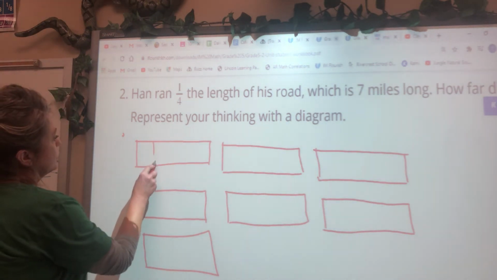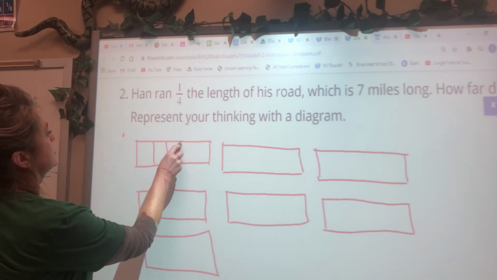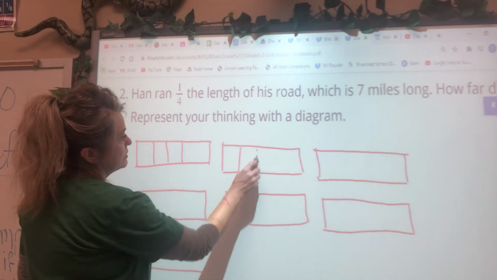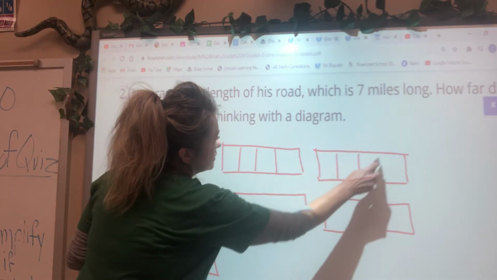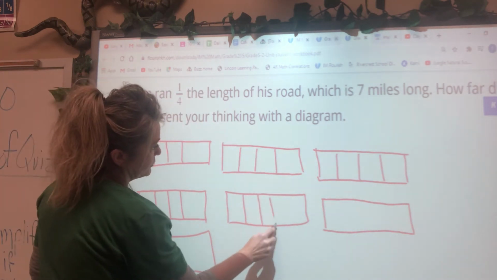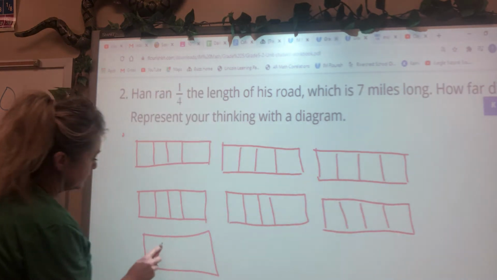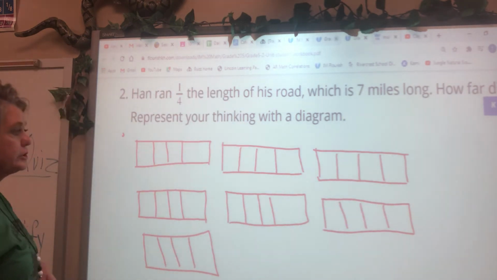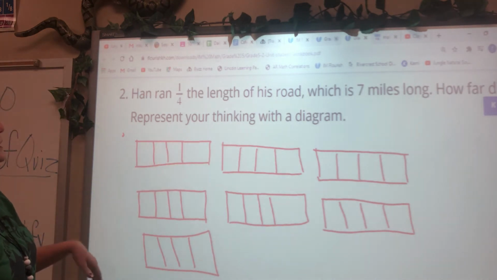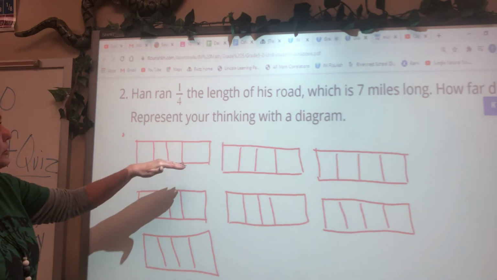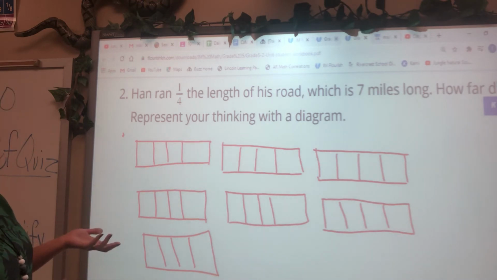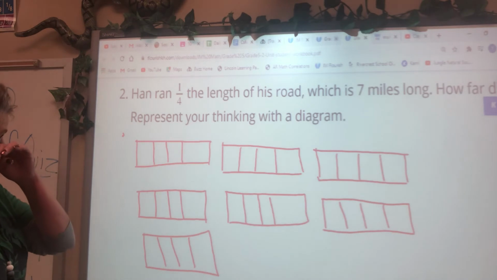So we would have 1, 2, 3, 4. So each of these would be saying that it is being divided in fourths. So if you wanted to diagram it, this would be the way that you could diagram it. Each one of the boxes would represent a mile, and then we know that it was being done in fourths. They didn't ask us to represent it as an equation in this one, but let's go ahead and do that.